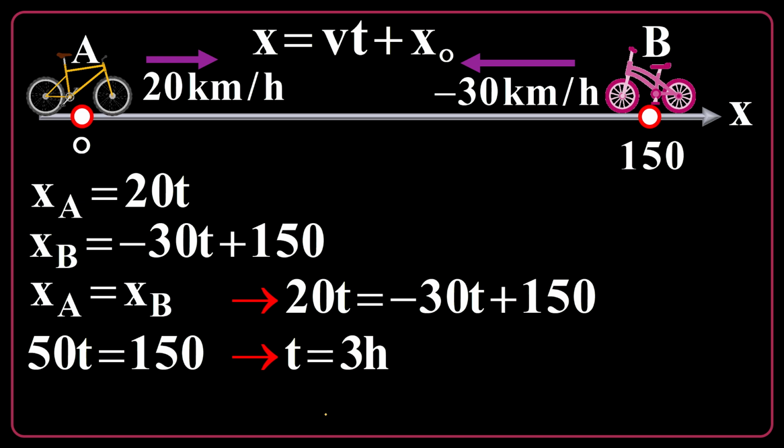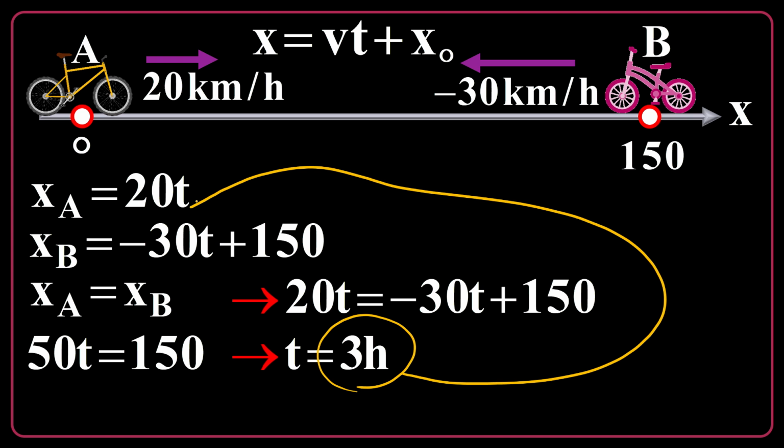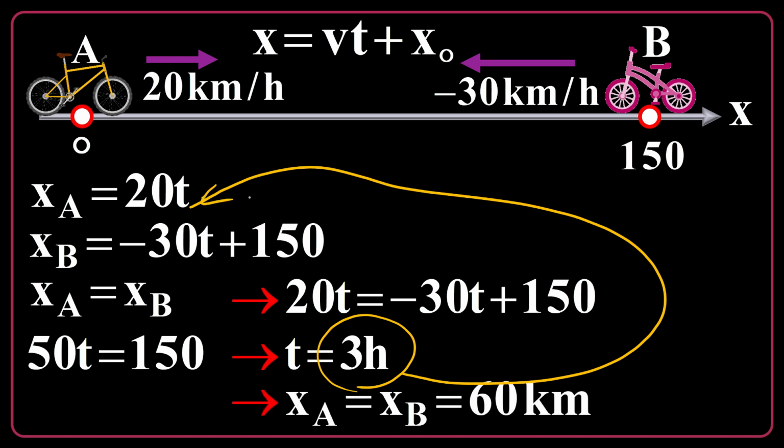Then I'm going to find the meeting point, the location. What should I do here? I should plug in the 3 in one of the equations. They will be the same at that time because they will meet. So XA is the same as XB. As you wish, you can put it here. 20 times 3 will be 60 kilometers.